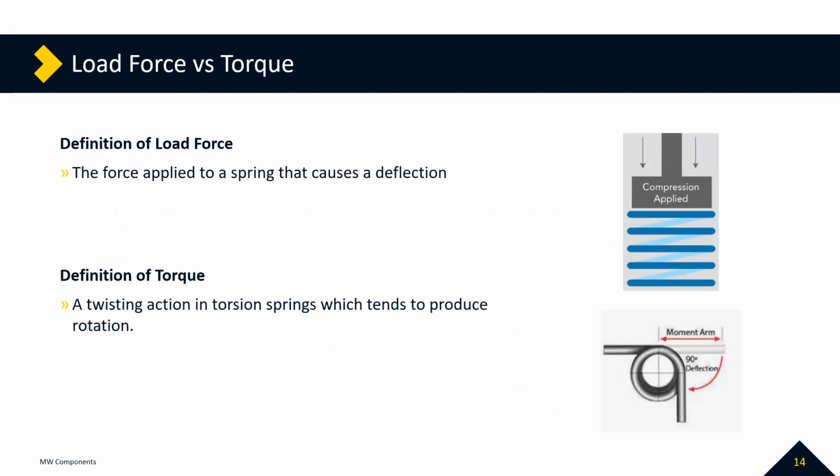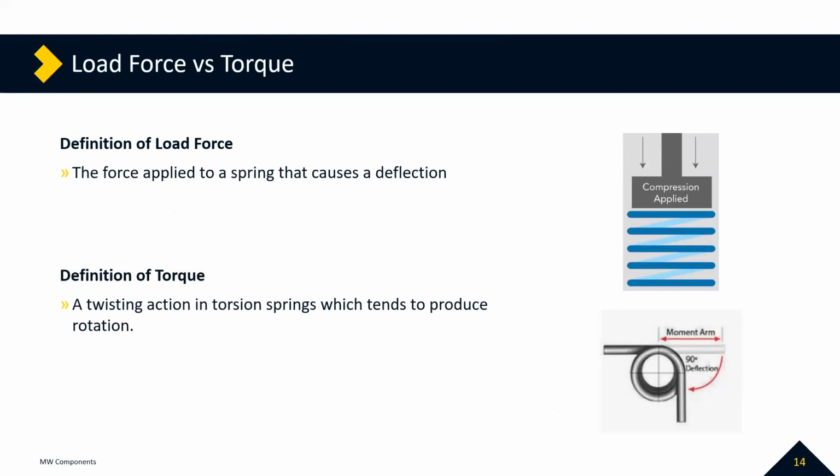Load force versus torque. The main difference between a force and a torque, not only the units, typically metric, you're dealing with newtons, and then a torque value is newton meter, or in English loads, pounds and pound inch. So it's just a matter of the difference in the spring design itself.